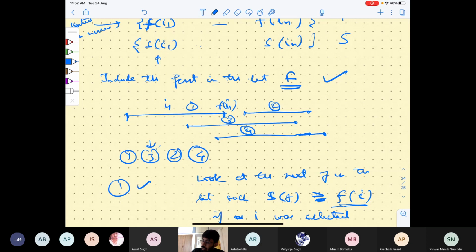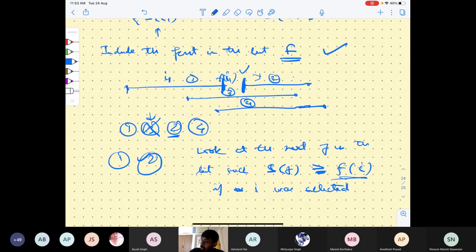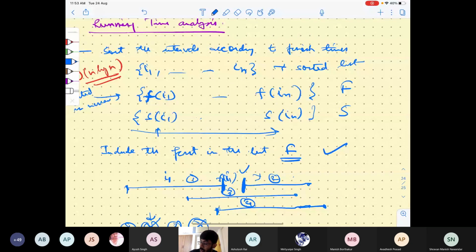No, so 3 is not selected, so forget about 3. Then look at 2, the next one. Is 2's start time greater than the finish time of what we have selected? Yes, so select 2. Then we look at 4. Is the start time of 4 greater than the finish time of 2? No. So 4 does not get selected. We finish the list, and we are left with 1 and 2. So we include these in the solution, and we make basically one pass of the whole list.